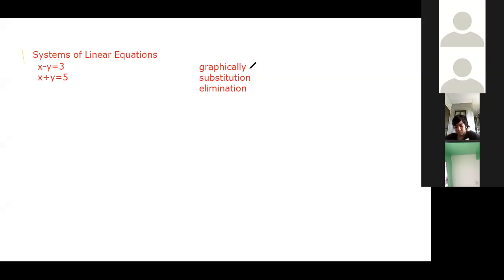So all right, this time we will solve graphically, using a graph. So we will solve this system of equations. You can see you have two equations. So let's graph first this first equation, x minus y is equal to 3. So we will deal with that first.